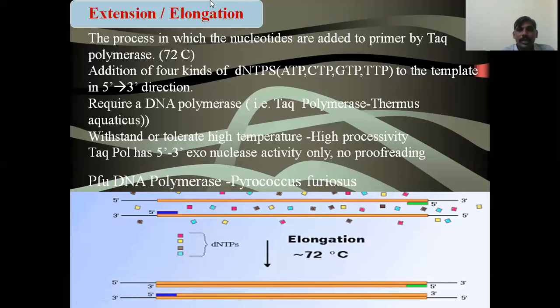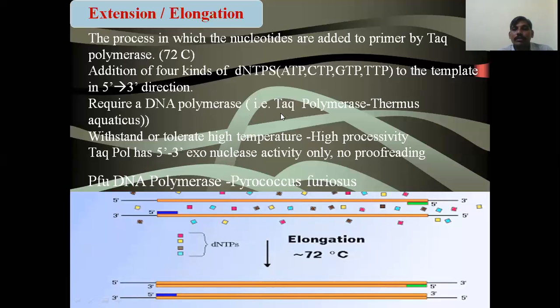In this process, four kinds of dNTPs are added. Four kinds of dNTPs means deoxynucleoside triphosphates, that is dATP, dCTP, dGTP, and dTTP, added to the template in the 5' to 3' direction. For example, this is the template and this is the primer. In this way, 5' to 3' direction. The new nucleotides are added according to the base pairing rule. A is here, so we get adenine with thymine. Here G is there with C. In this way the new strand is synthesized. Here also a new strand is synthesized.